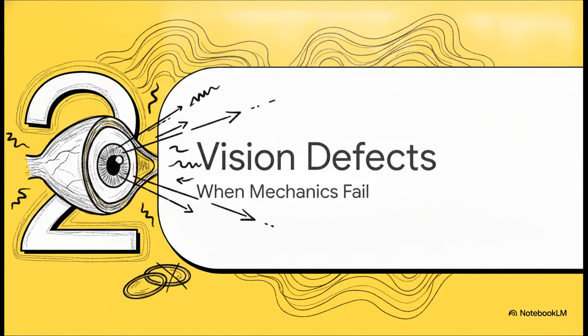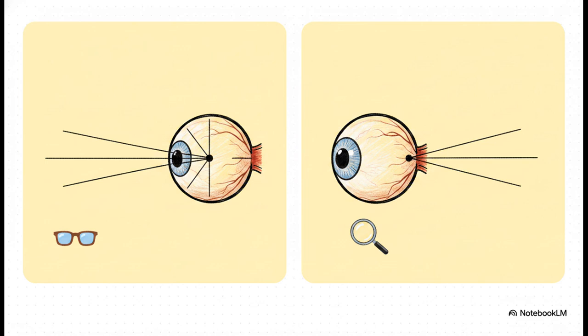Moving on to Section 2, Vision Defects and Corrections, or basically what happens when the mechanics fail. So, what happens when the physical shape of the eye just isn't quite perfect, causing our incredible autofocusing mechanics to fail? Well, the two most common defects we see are myopia and hypermetropia. Myopia is short-sightedness, meaning you can see near objects clearly, but far-away objects are totally blurry. This is typically caused by an elongated or overly large eyeball.